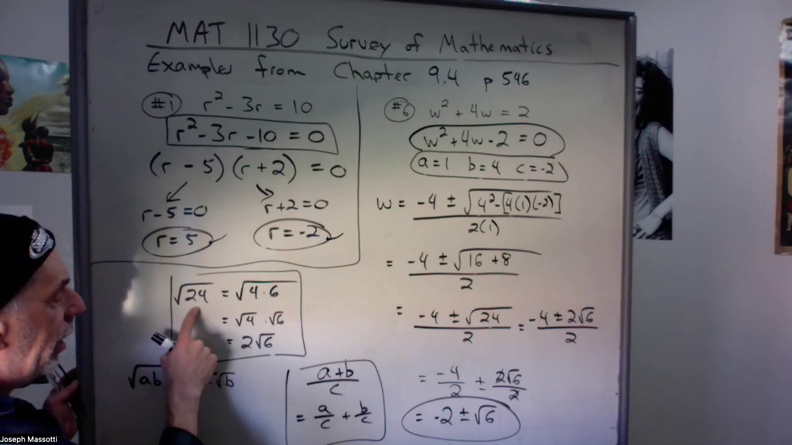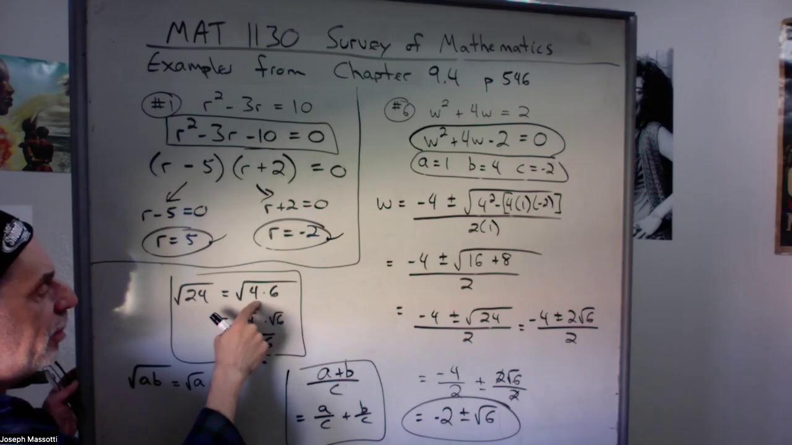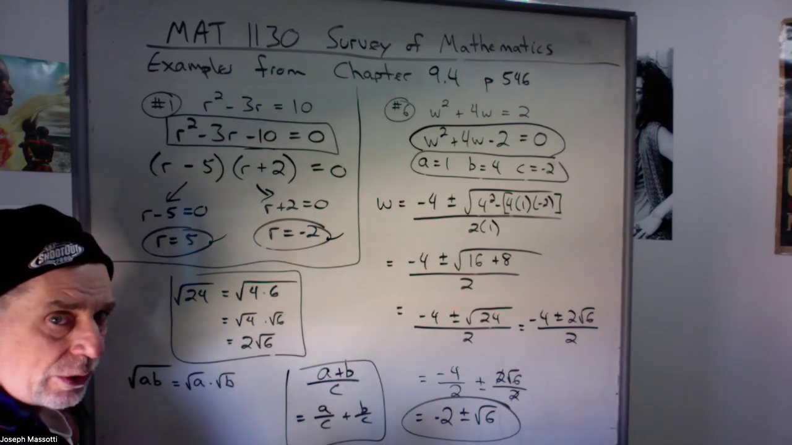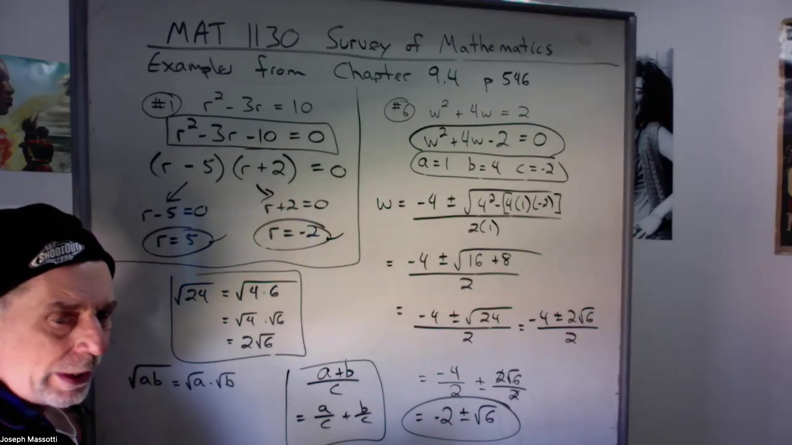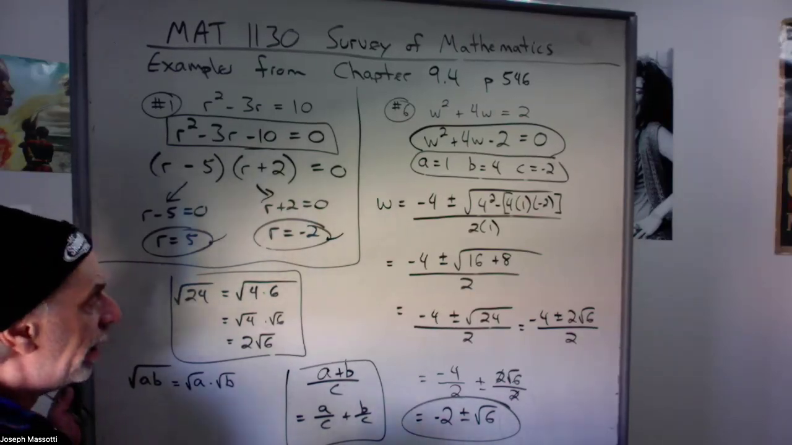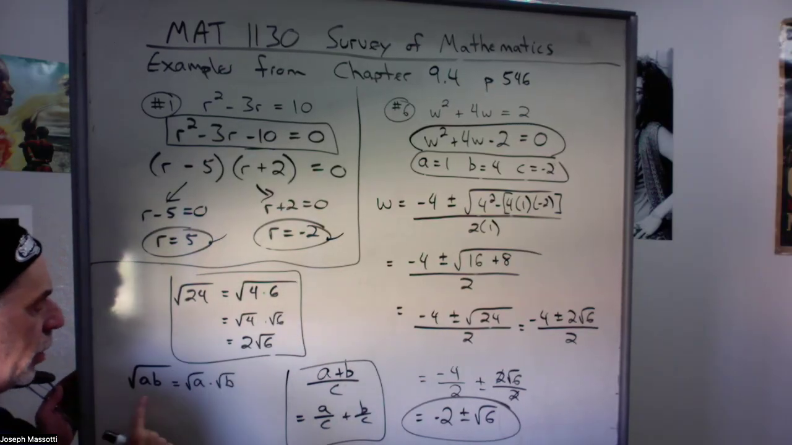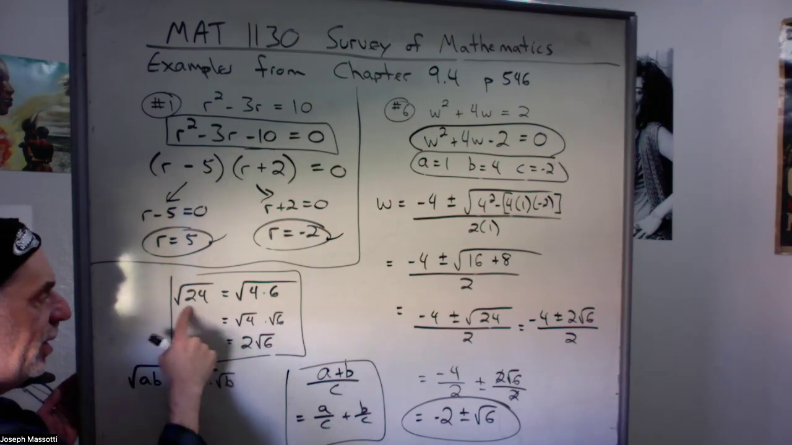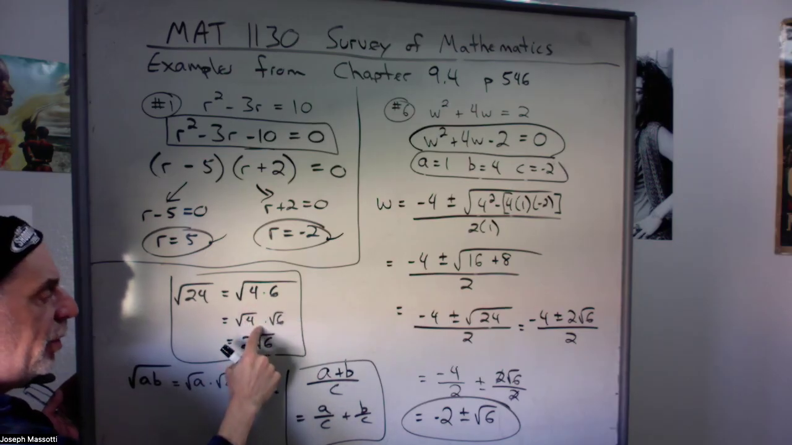And that's what I'm doing here. And I want to pull out, if I can, a factor that's a perfect square. So I think of 24, 12 times 2, neither of those are perfect squares. 8 times 3, neither of those are perfect squares. But 4 times 6, 4 is a perfect square. So using this idea, I can rewrite this as this, and then split those up into 2 square roots.